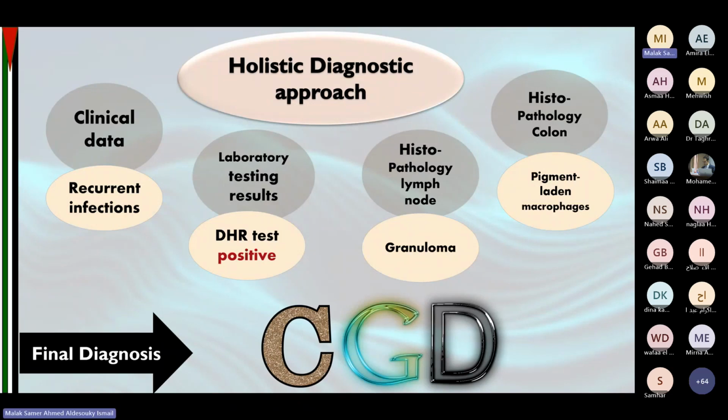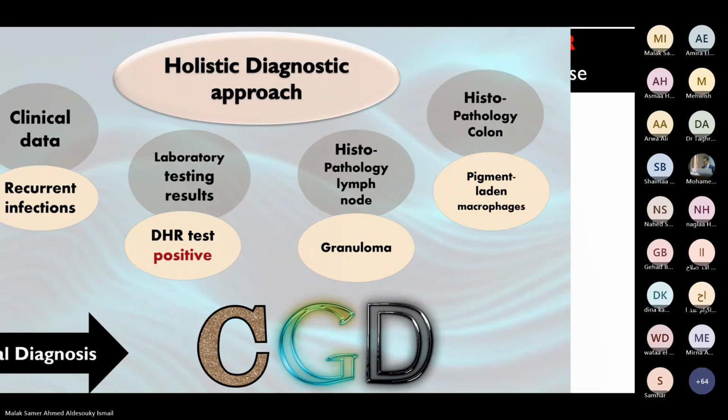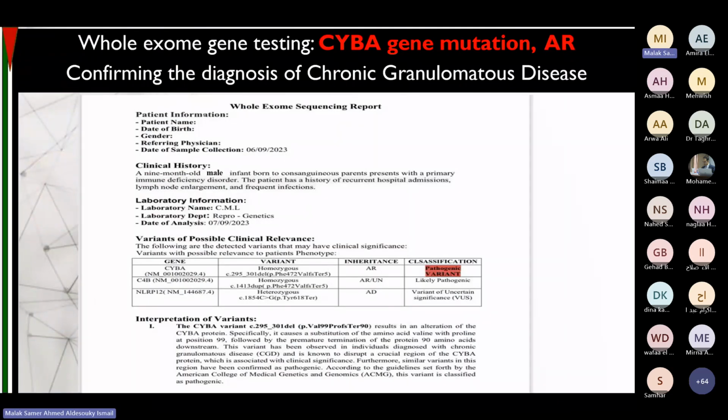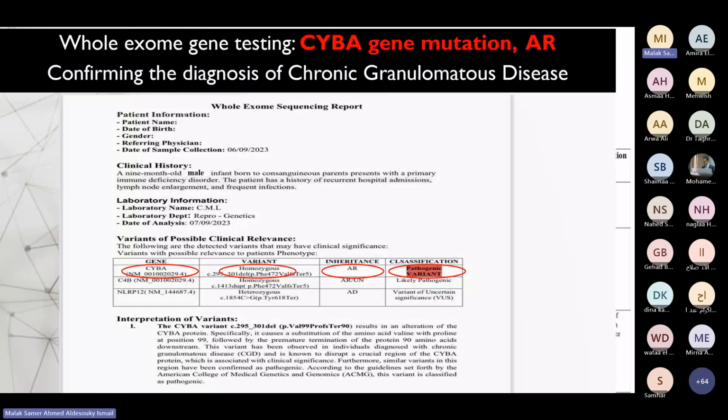Here, we have received the result for genetic testing, which showed a gene mutation in the CYBA gene in an autosomal recessive inheritance pattern. And this slide shows a continuation of the report with a recommendation to inform the family members of this mutation.